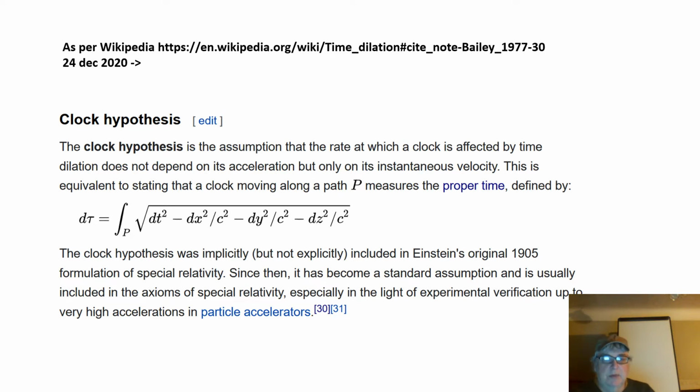So now this is as per Wikipedia. It's the clock hypothesis, and according to this, it's the assumption that the rate at which a clock is affected by time dilation does not depend on its acceleration but only on its instantaneous velocity or speed. This is equivalent to stating that a clock moving along a path P measures the proper time defined by this equation.